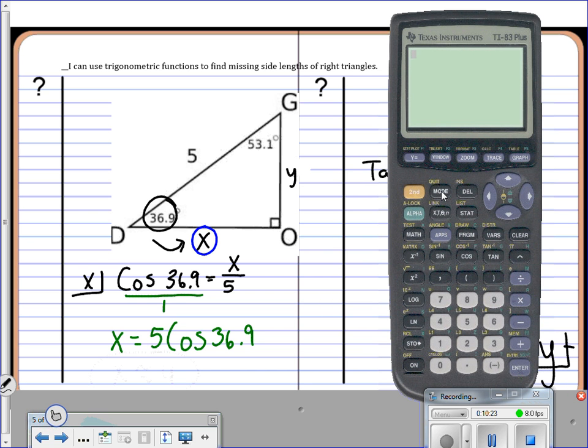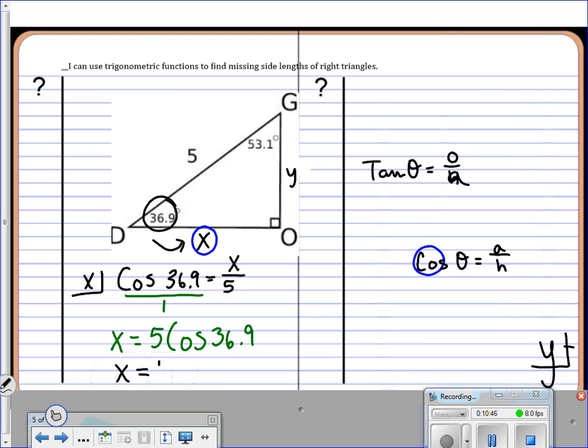So now it's just a matter of typing it in. 5 times the cosine of 36.9. I'll close my parentheses there, equals 3.998. And depending on where the decimal is supposed to be rounded to, would determine what I write down. Okay, let's just say we're looking for the nearest whole number, and that would be 4. So this is what I know. X is equal to 4.